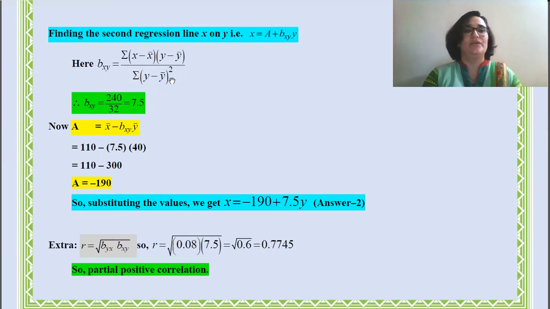Okay? Let's go. 240 is the value for the numerator. Sigma (y minus y bar) squared, we saw in the table above. Do you remember how much it was? 32. Very good. You remember that. We substituted it. How much is bxy? Calculate, divide quickly.